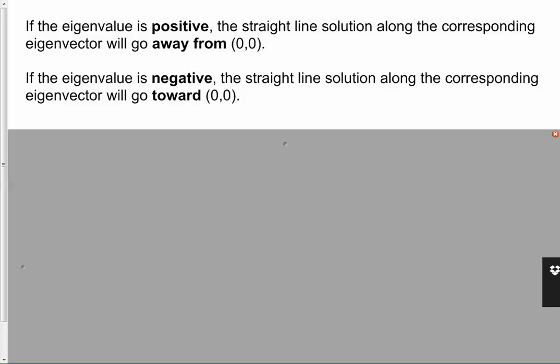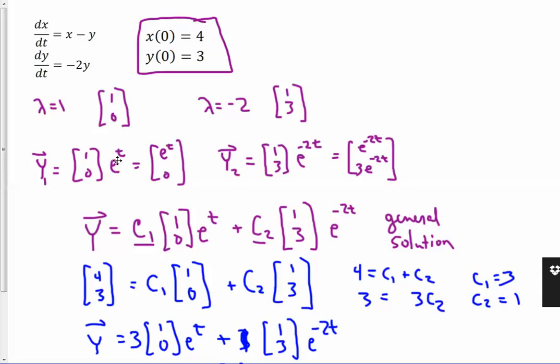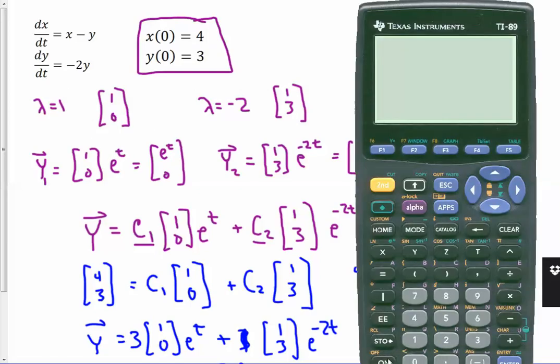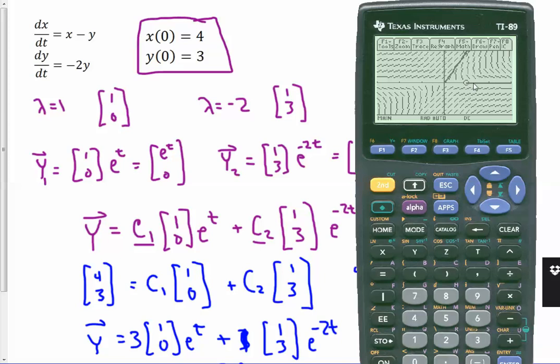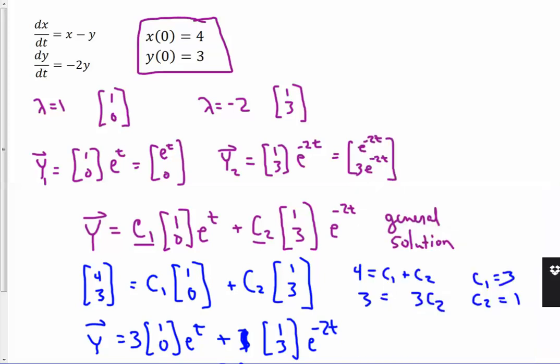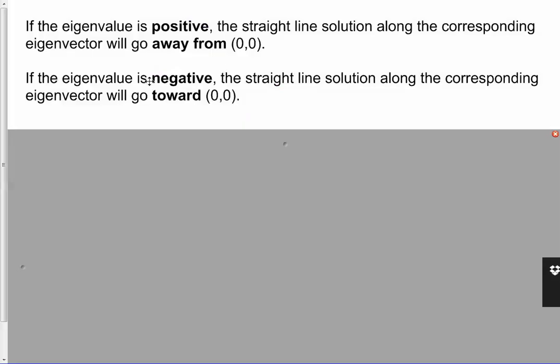Let me just conclude this video anyway with a little bit of terminology, a little bit of something we've noticed. When the eigenvalue was positive, the straight line solution along the corresponding eigenvector will go away from 0, 0. That was like the e to the t one, the one along the x-axis that went away because it was growing. The numbers were getting bigger, going away. Similarly, if the eigenvalue is negative, the straight line solution will go towards 0, 0. That was like the other one, the e to the minus 2t.